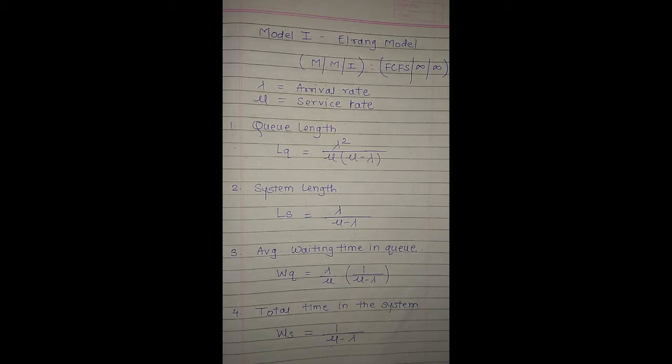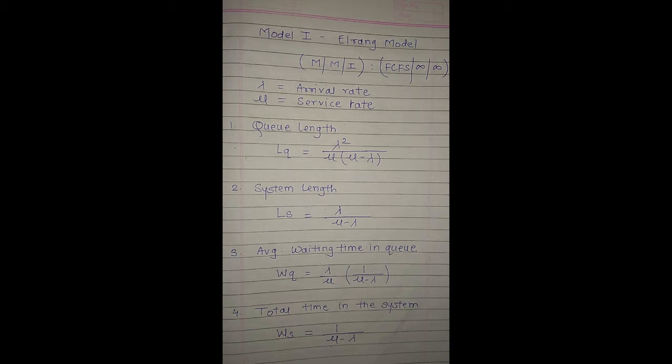Queue length, that is L_Q, is equal to lambda square divided by mu into the bracket mu minus lambda. Second formula is to derive the system length. System length, that is L_S, is equal to lambda divided by mu minus lambda. Third is to derive the average waiting time in the queue. Average waiting time in the queue is W_Q, that is equal to lambda divided by mu into the bracket 1 divided by mu minus lambda.